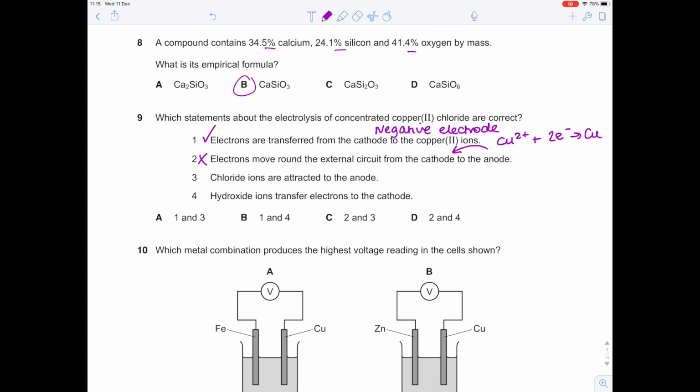The electrons always flow from the anode to the cathode. Chloride ions are attracted to the anode, while the anode is the positive electrode. Chloride ions, remember, have a charge of Cl-, opposites attract, so this is true. Hydroxide ions transfer electrons to the cathode, that's false. So the answer is 1 and 3, A.